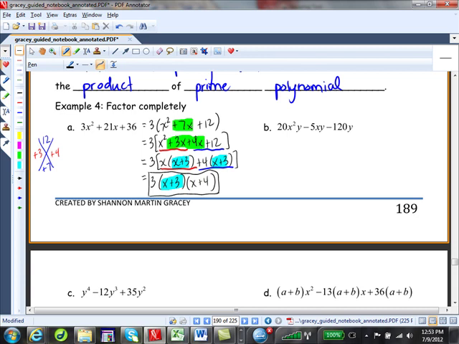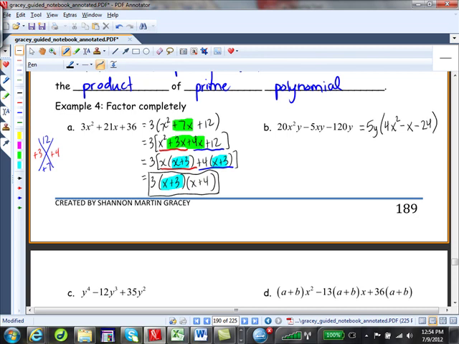Okay, so now let's take a look at B. And for B, it looks like we can factor out 5y. Okay, and we're left with 4x squared minus x minus 24.